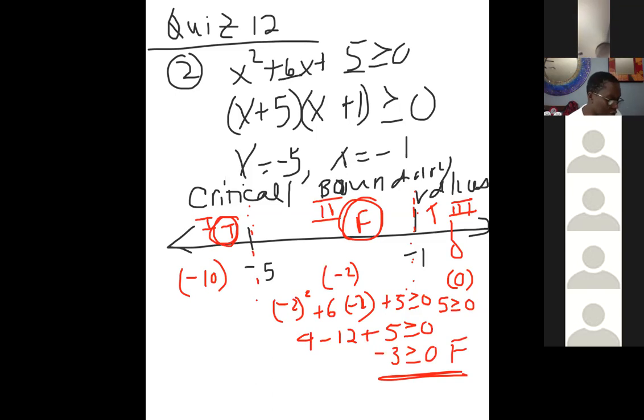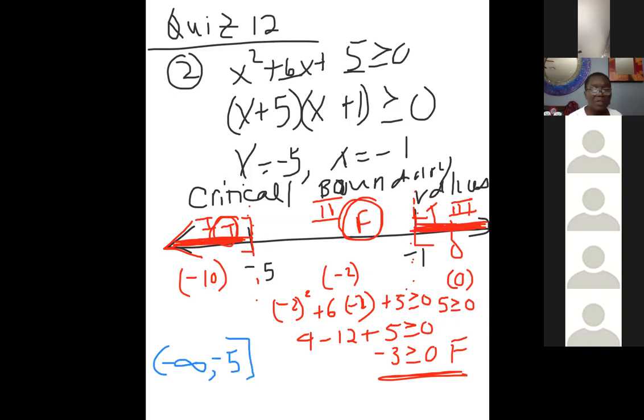Now, since the true regions are region 1 and region 3, we're going to now shade these two regions in, indicating where you will find all the solutions that will make the original inequality true. So this would represent the graph. And now you have to express this in interval notation. So in interval notation, remember in numerical order, the graph would go from -infinity. The solution set would go from -infinity up to -5. And then close the bracket.